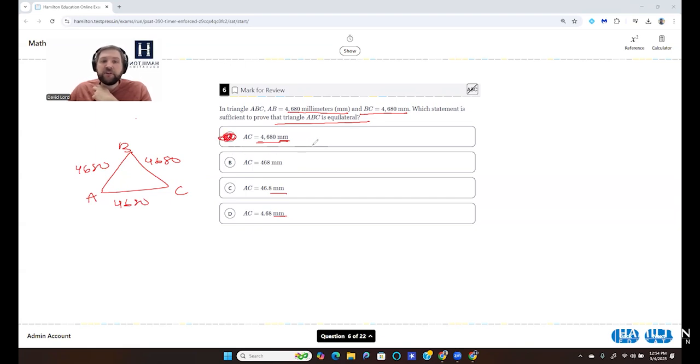If this question was a little bit trickier, it would have mentioned that 1,000 millimeters is equal to 1 meter. And then instead of A being the answer, it could have been D, where 4.68 meters is your answer. So to try to distract you. But that is it for this question.